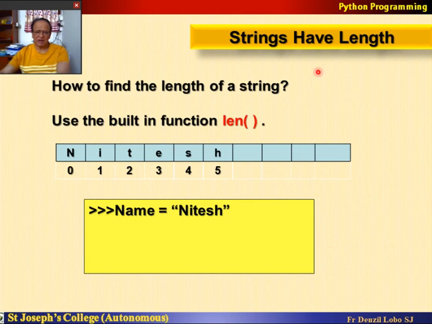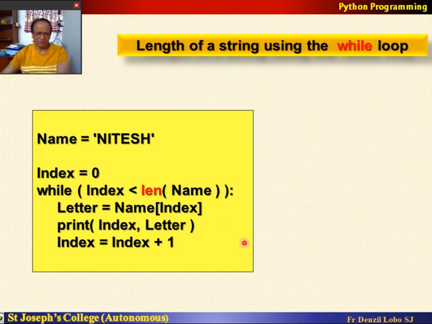So strings have length, as we have seen in the case of lists. The same function can be used to find the length, or number of characters, in a given string. For example, I have assigned Nitesh to name. Then I say print len(name). There should have been one more bracket here. Then it would give 6, because there are altogether 3 plus 3, that is 6 letters. So the length of this string is 6. Let us see. Now we can also use a while loop to get each of these letters and also the index.